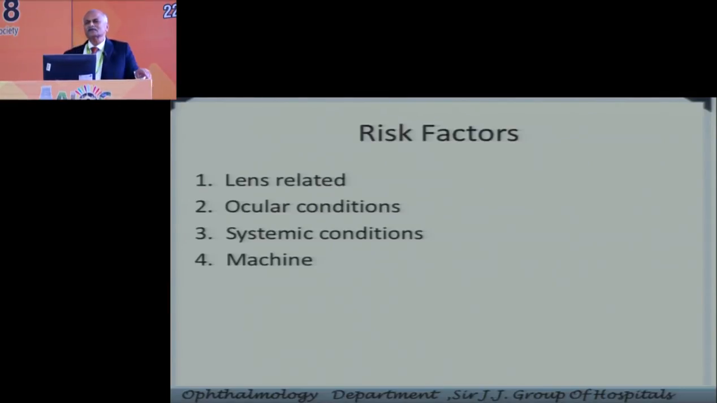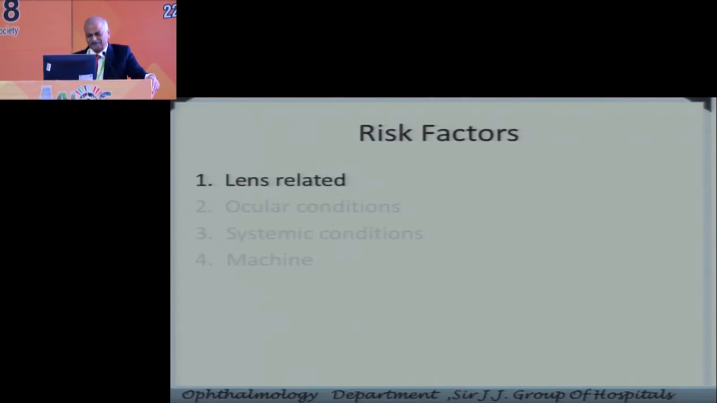Now see, what are the risk factors? Whenever there is a Phaco, what I always feel is that Phaco means fast. But Phaco starts with P, not with F, and because of that, Phaco is not fast, but Phaco is a procedure which should be slow. Now the risk factors are lens related risk factors, then ocular conditions, then systemic conditions, and machine related risk factors that can cause the posterior capsular tear.